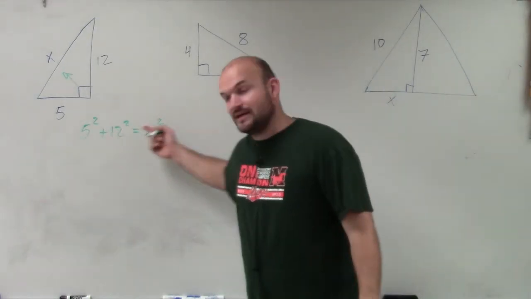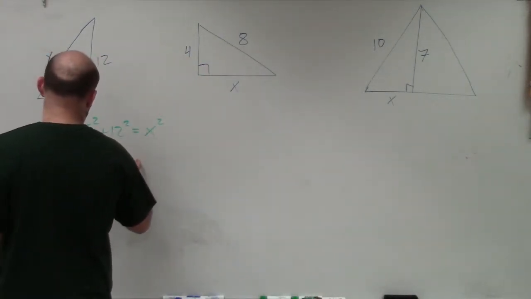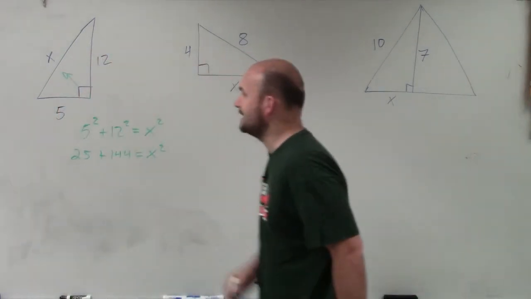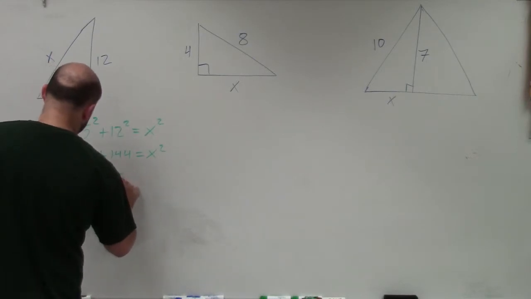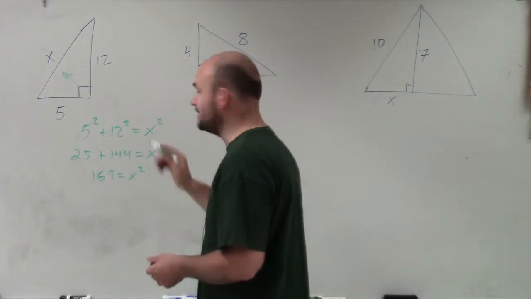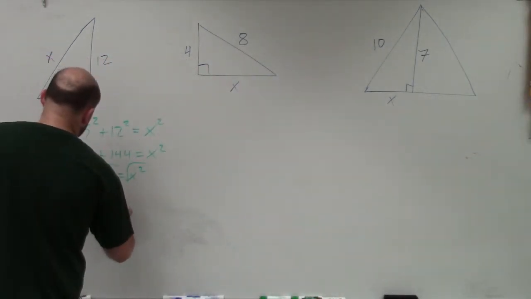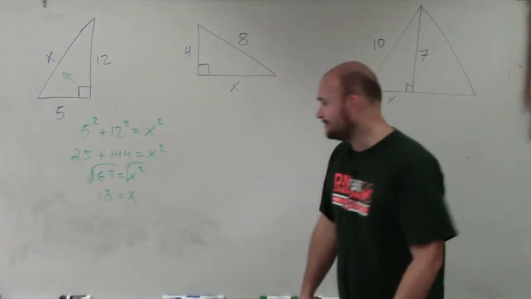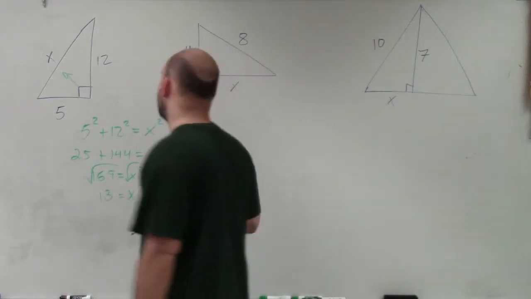The first thing you do is square your 5 and your 12. So I have 25 plus 144 equals x squared. Then I add 25 plus 144, which gives me 169 equals x squared. To solve for x, I use the inverse operation of squaring, which is the square root. Therefore, I get 13 equals x. It's going to be positive, not the negative form. So 13 is my hypotenuse.